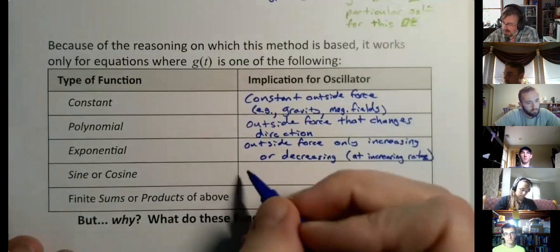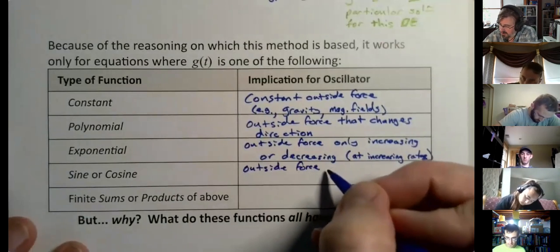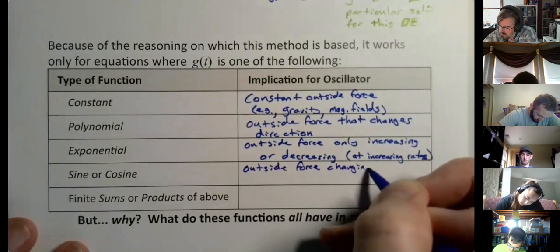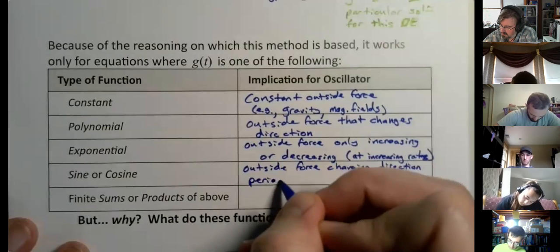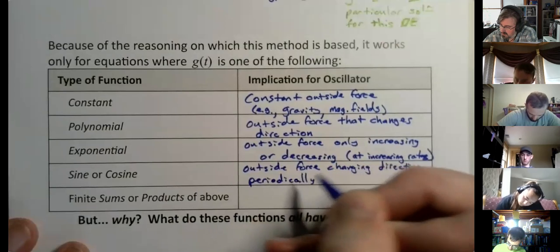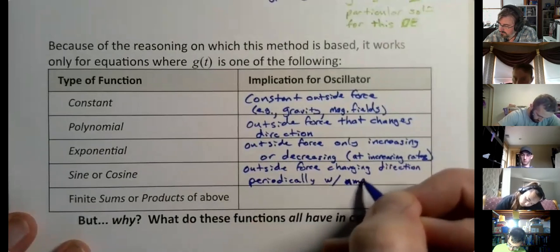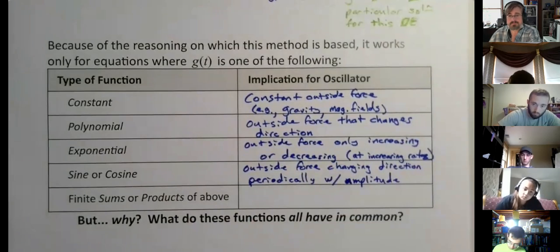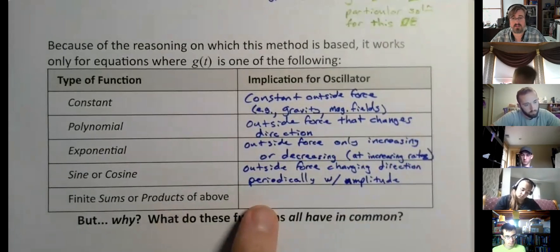So this is an outside force that's changing direction periodically, with a magnitude or an amplitude, right? So there's a maximum amplitude to this force and a minimum amplitude to that force. And it just goes wobbly, wobbly, wobbly back and forth. And then, of course, sums and products of the above.